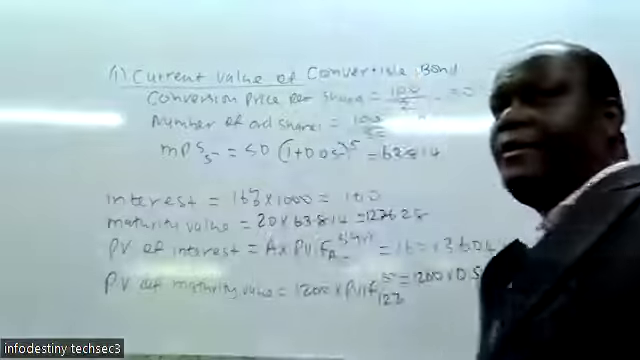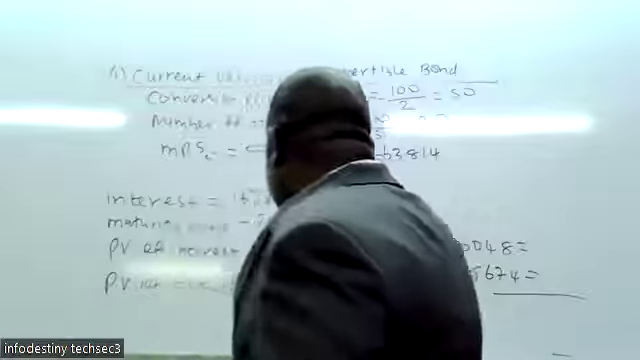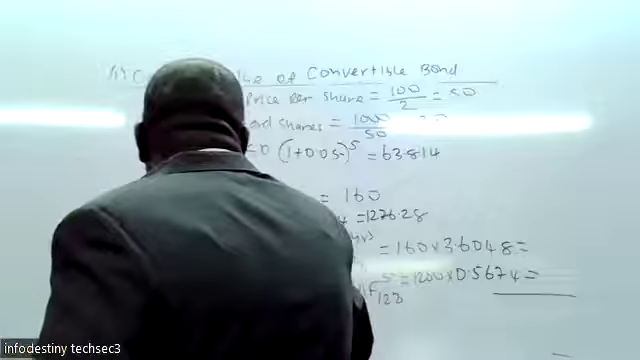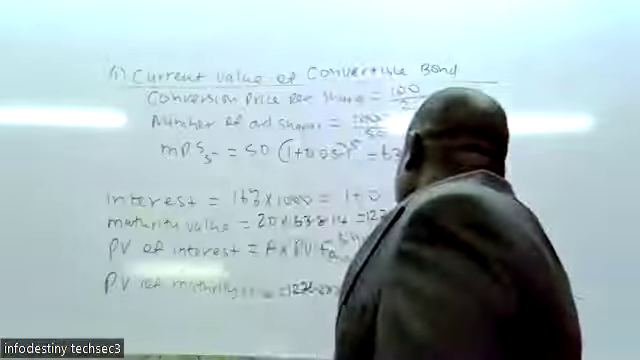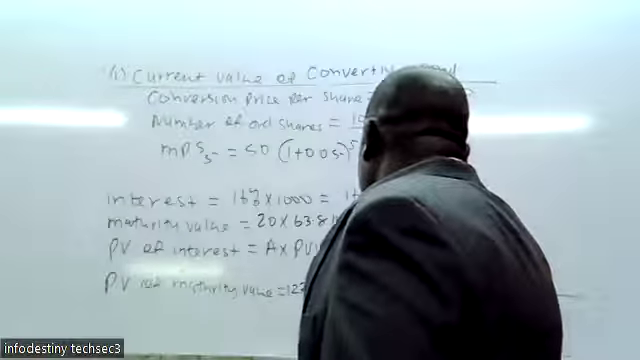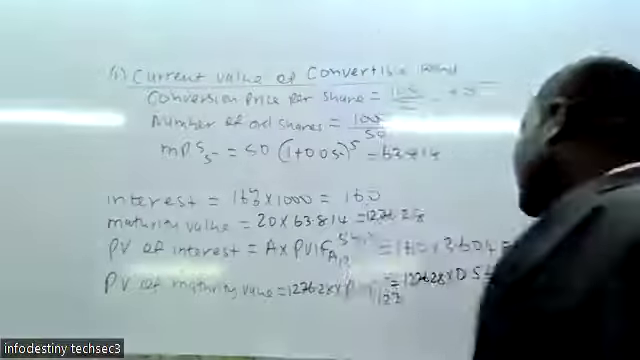1276. Like that. So then you proceed. What you are only changing is this maturity value. So this one changed to 1276.28. The rest are not changing. The rest will remain the same.